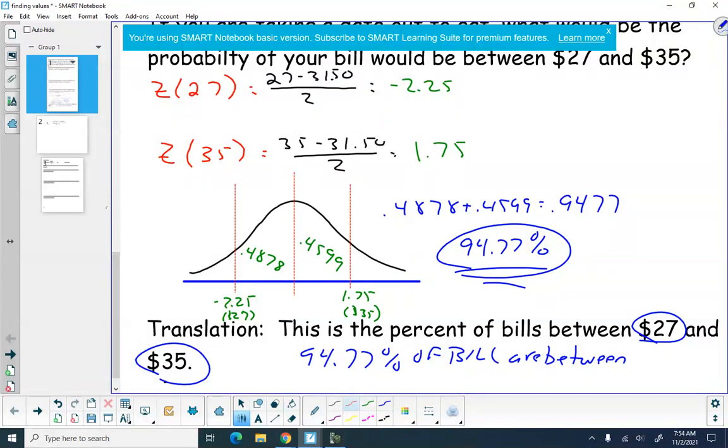The people aren't buying too many milkshakes. They're not buying too many extra fudge, double fudge sundaes at the end. Okay, that's going to keep their bill between $27 and $35. They're not buying the cheese sticks appetizers at the beginning there. Okay, so 94% of those bills are going to be between $35 and $27.